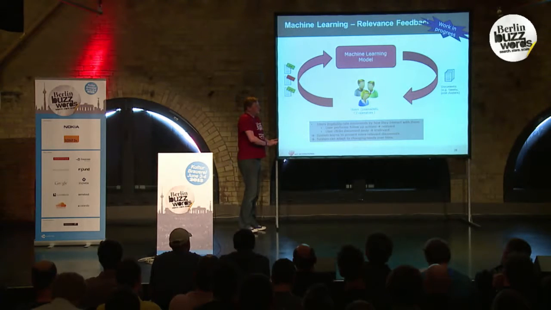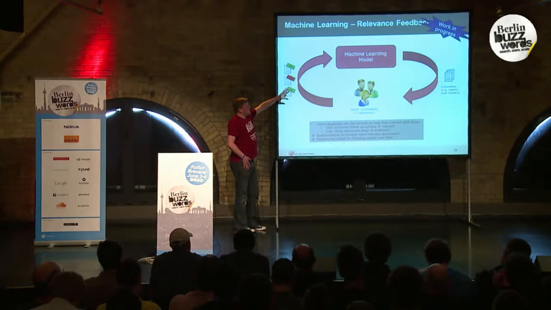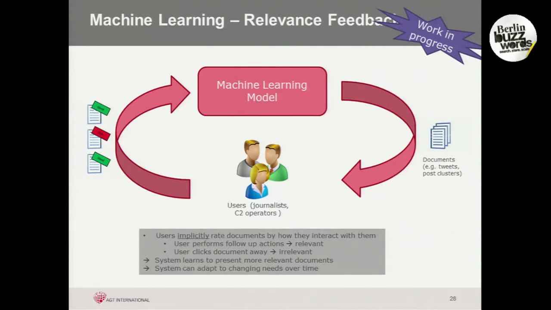We can go out to Mechanical Turk, of course, but you can also think about an online machine learning model. That is just where you have the user sitting here, that might be a C2 operator, or also a journalist who's just interested in what's happening around him. Whenever you surface this stuff to people, they interact with it and basically tell you whether this is something they're interested in or not. They might just have this open for a while and click on the links and do follow-up actions with it, or is it just this is good, or they might just click it away.